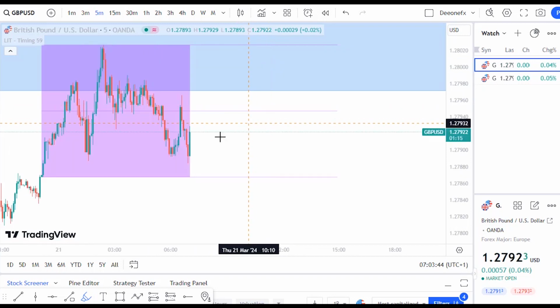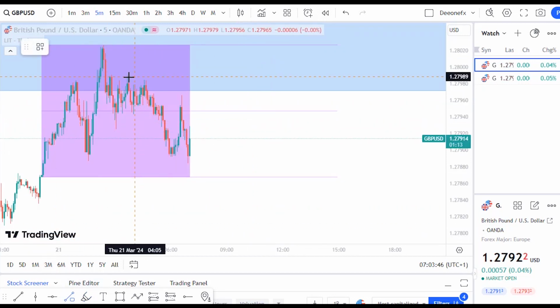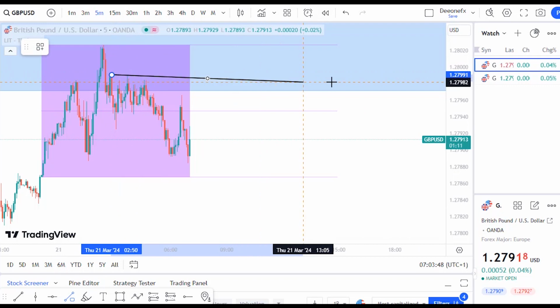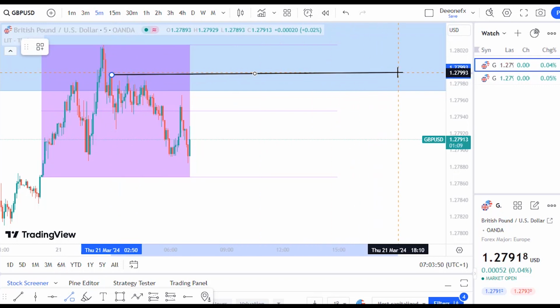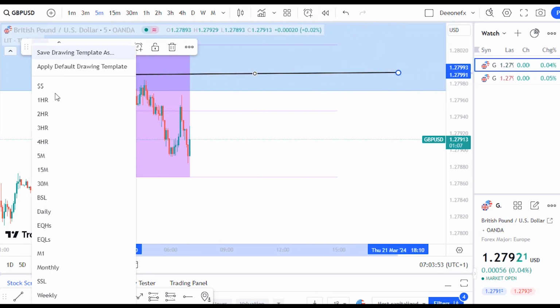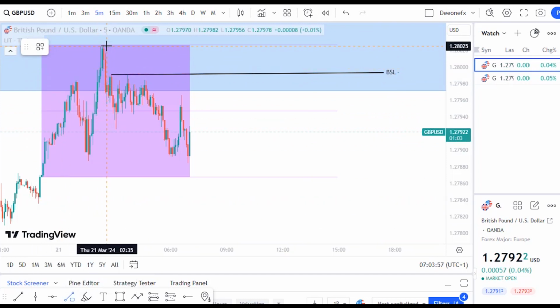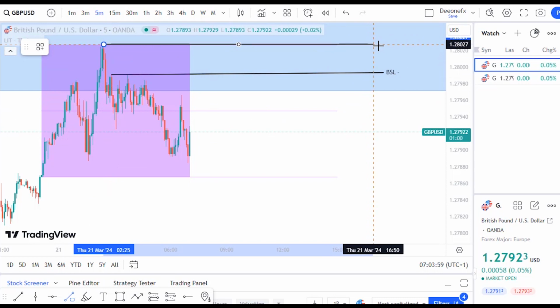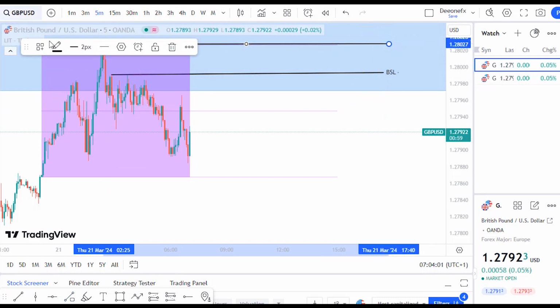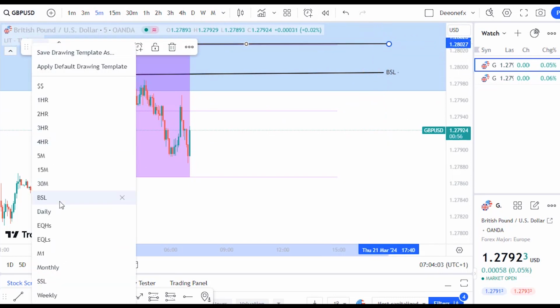And in this case, what do we expect to see? Right here, there are orders sitting here. These are stop losses, so we set our buy stop liquidity. And of course, there is another order sitting right here. And this is what? Buy side liquidity.